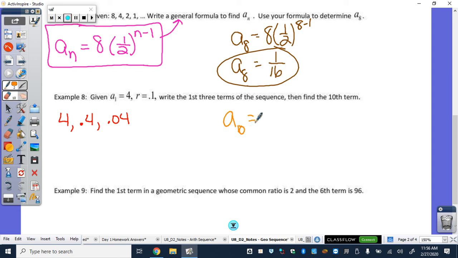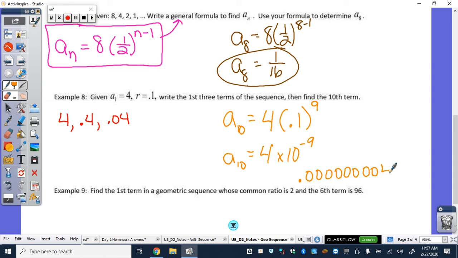Figure out our 10th term. Let's use our formula. First term is 4. R is 0.1. And it'll be to the 10 minus 1 power, so the 9th power. What do we end up getting? Or did it actually put it that way? Most calculators probably have the E -9. Yeah, so that's our scientific notation. So that's 8 zeros, and then your 4.